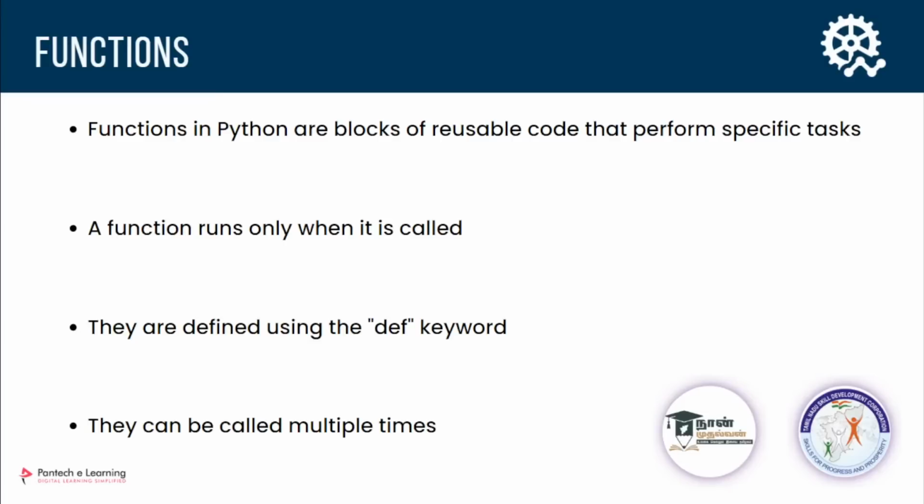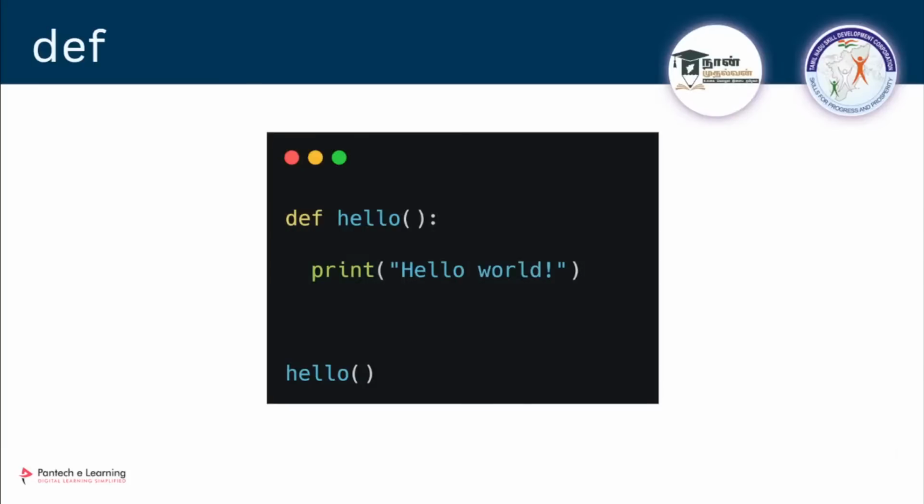Okay, so a function runs only when it is called, which means you have to create a function and you have to call it. Only when you call the function will it start to run. To create a function you have to use the def keyword, and once you have created it, you can call it multiple times. Okay, so we'll see the coding part.